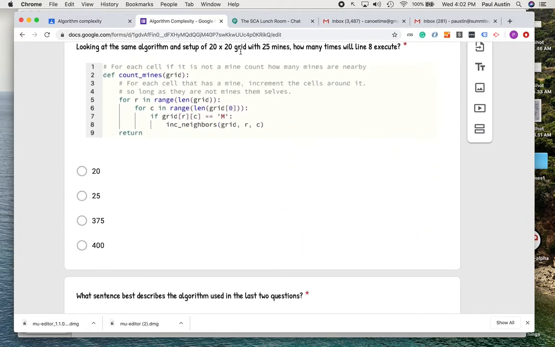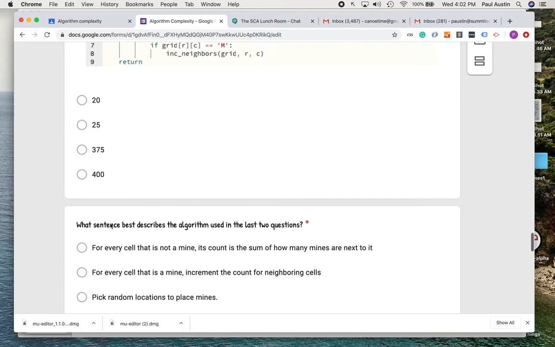Looking at the same algorithm with the 20 by 20 with 25 mines, how many times will line 8 execute? And here's the difference. Remember the other one, we looked at everything that wasn't a mine. So that was 375. This one says if grid RC is equal to a mine, and since we only have 25 mines, the answer to this one must be 25. So with these 2 different algorithms, the inner loop, instead of doing something 375 times, did it 25 times. And that usually means faster. Doesn't always. But it's kind of like saying, if I'm trying to find 10 people in Austin, I could visit everybody who's not those 10 people, or I could visit those 10 people. It's a little exaggeration there.